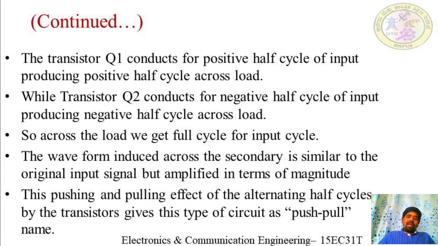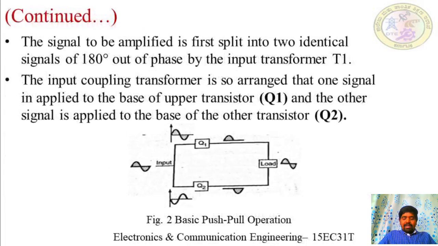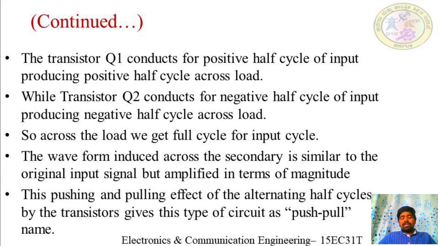Next, what will happen? The transistor Q1 conducts for the positive half of the input cycle, producing a positive half cycle across the load. See what will happen in the previous slide. If you observe here, we are applying an input signal with a 0 degree phase shift to transistor Q1. When I apply this signal, transistor Q1 will be turned on. That's what they are saying. Transistor Q1 conducts for the positive half cycle. And one point you should remember is that transistor Q1 only conducts during the positive half cycle.